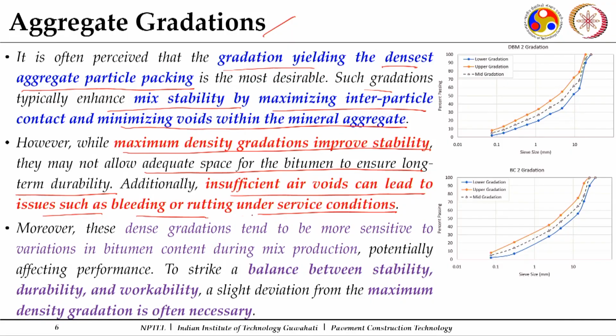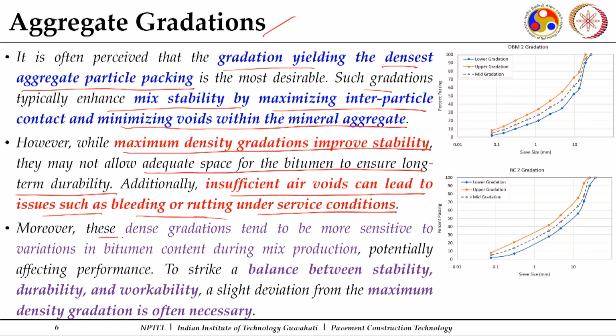Flushing is when the binder comes over the surface, that is, all air voids are filled with bitumen in a mix, and you can see dark patches of binder, specifically along the wheel paths. And rutting is when deformation is there on the pavement surface, which mainly happens along the common wheel paths.